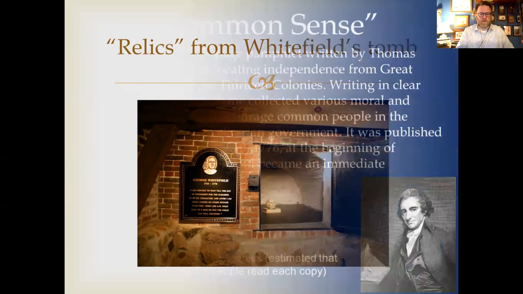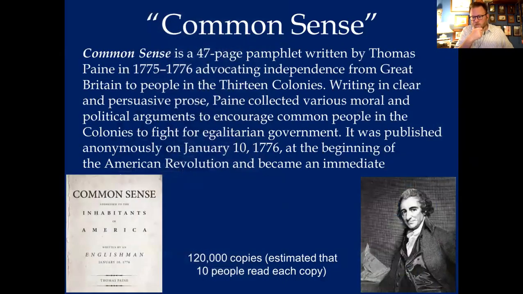All right, zipping along here, we're almost through tracing this intellectual thread with the Declaration, with the Revolutionary War, and with the Constitution. On January 10th, 1776, Thomas Paine publishes what's known as Common Sense. This is taken from an online encyclopedia.